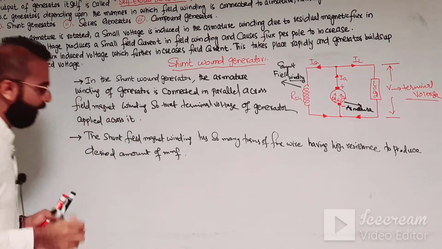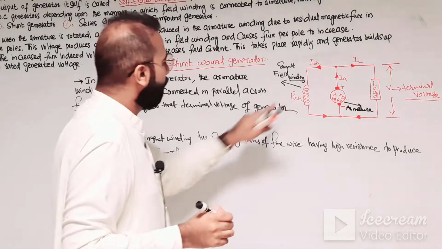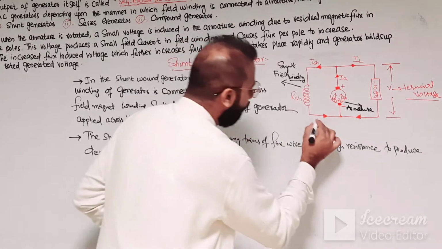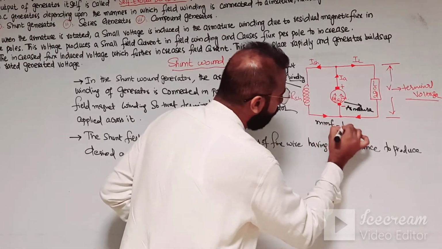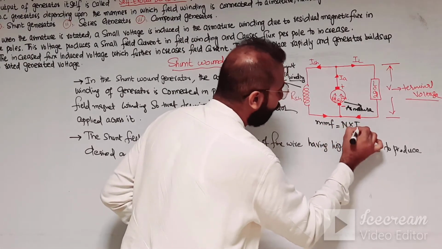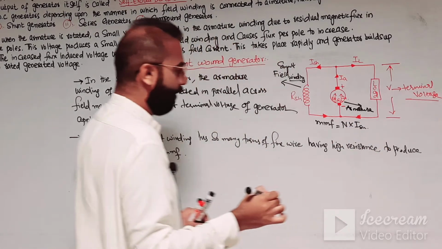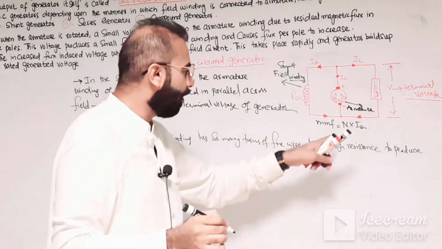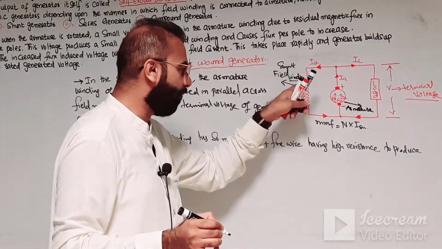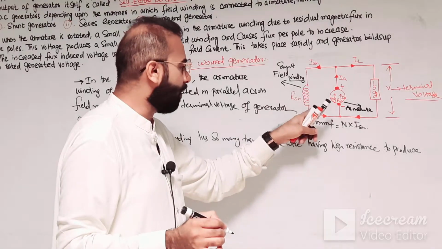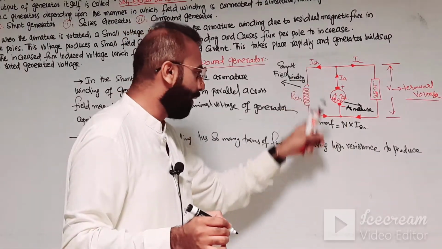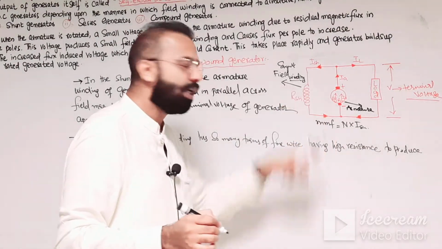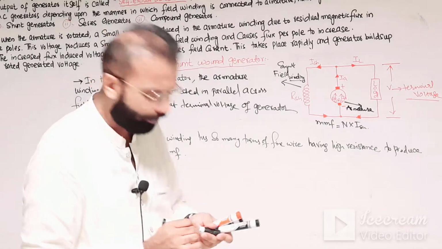MMF. Here MMF, if we are talking about the field magnet winding, is the product of the number of turns of the wire and, for example, the shunt field current. If we discuss the shunt field winding, the number of turns multiplied by I shunt gives the desired amount of MMF produced in the shunt field winding of the DC generator.